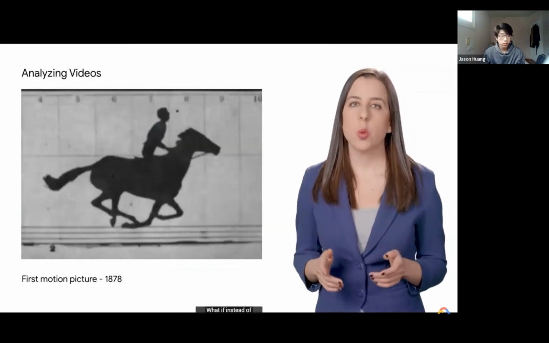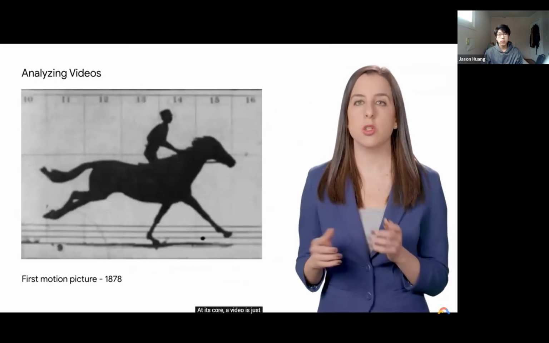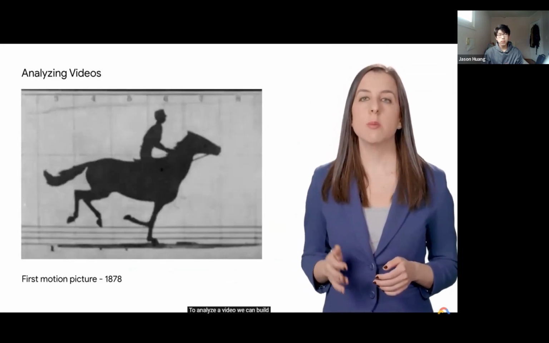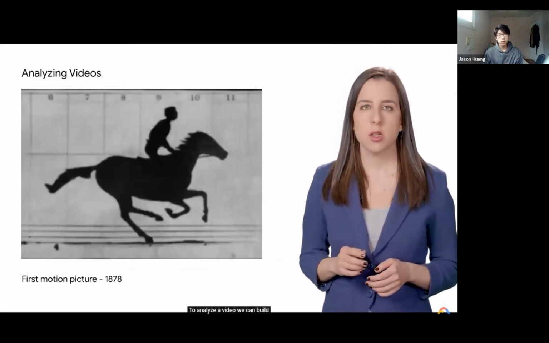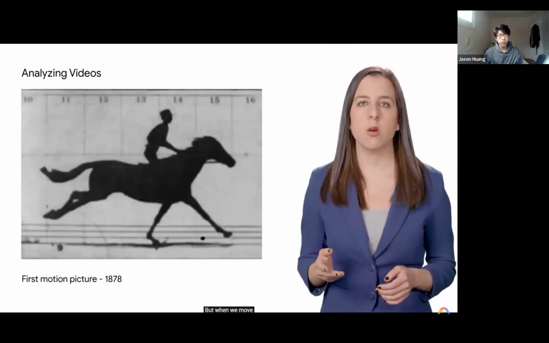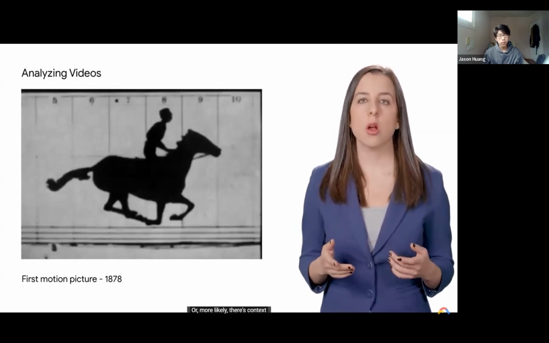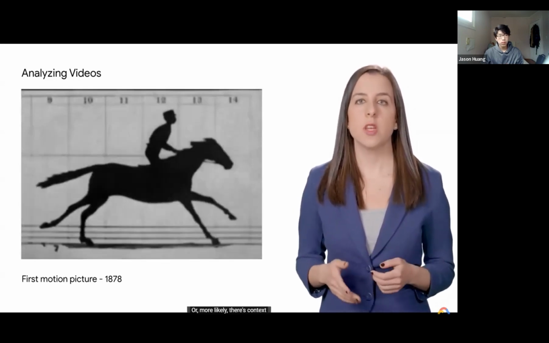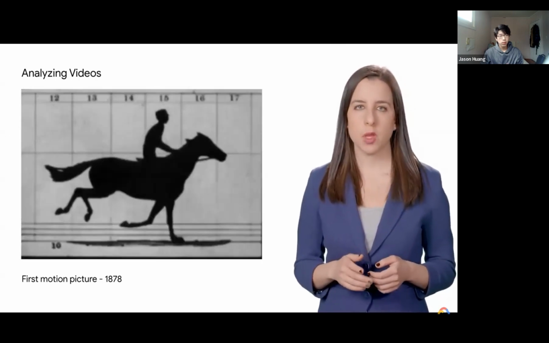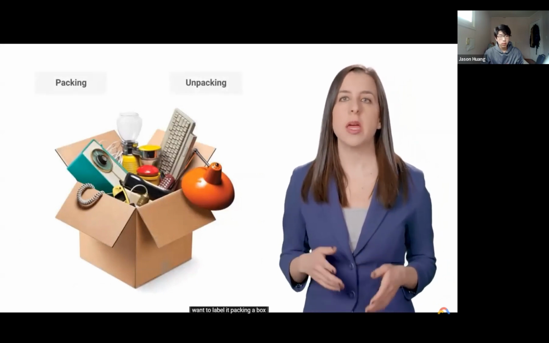What if instead of analyzing a single image, we want to analyze a video using machine learning? At its core, a video is just a series of image frames. To analyze a video, we can build on our CNN for image analysis. In still images, we can use CNNs to identify features. But when we move to video, things get more difficult, since the items we're identifying might change over time. Or, more likely, there's context between the video frames that's highly important to labeling. For example, if there's a picture of a half-full cardboard box, we might want to label it packing a box or unpacking a box, depending on the frames before and after it.